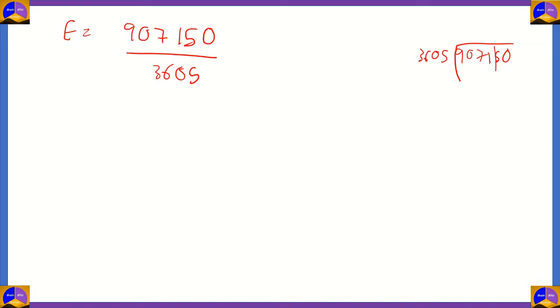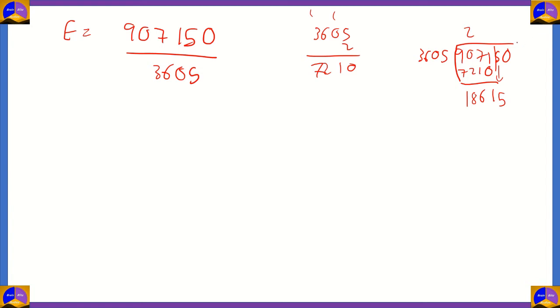So 9071 will be close to 3605 times 2. So 3605 times 2, that's 10, and then 12. 6 plus 1 gives you 7. So 7210. 1 minus 0 is 1. 7 minus 1 is 6. 10 minus 2 is 8. 8 minus 7 is 1. So 18615 is our next step.